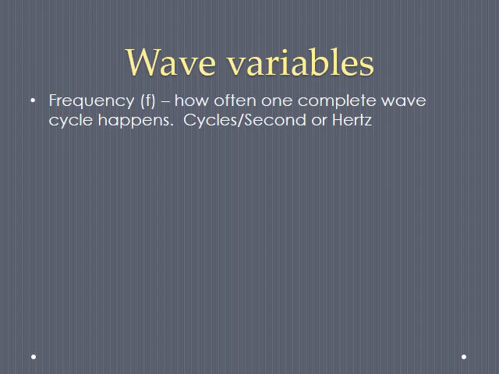The first one is one that we encountered in the last slideshow. It's the frequency, or f. And again, that is how often one complete wave cycle happens. So it's the cycles per second, otherwise known as a hertz.